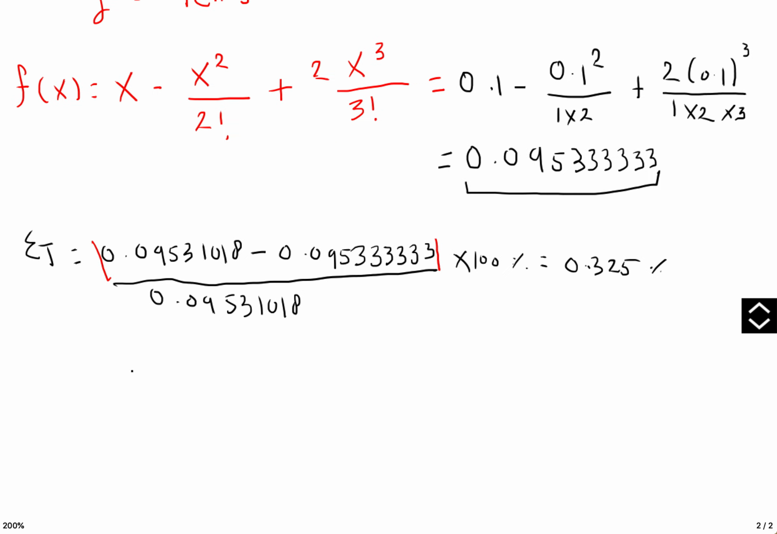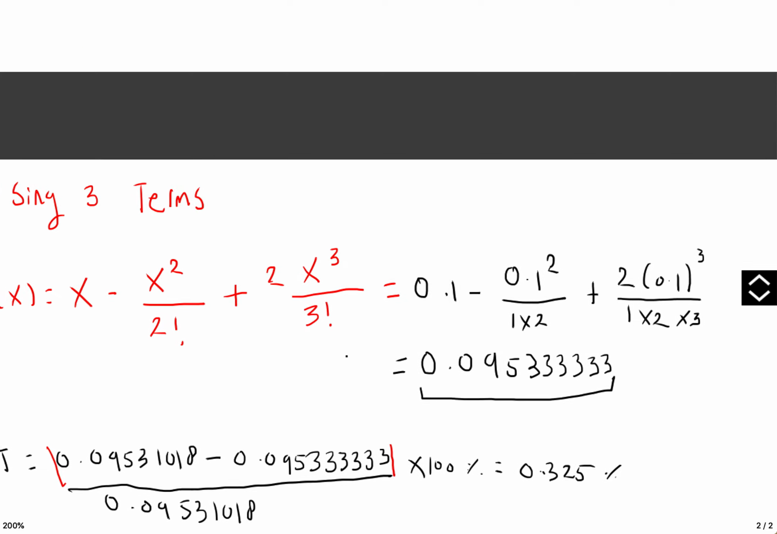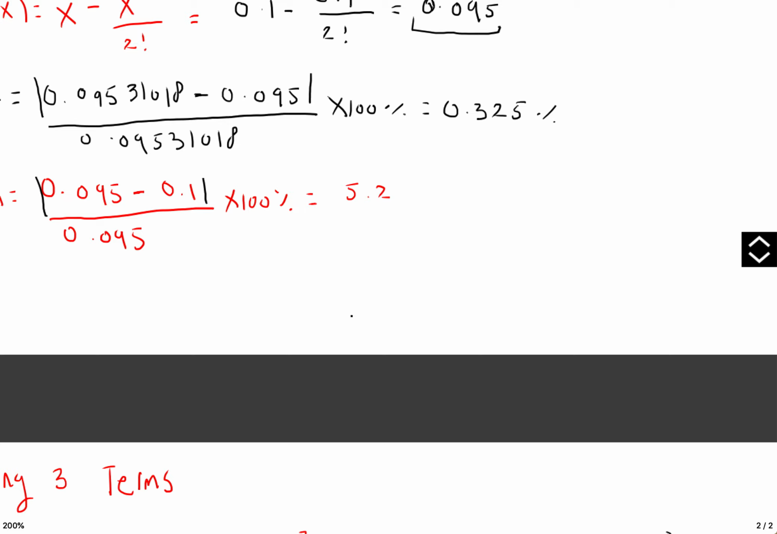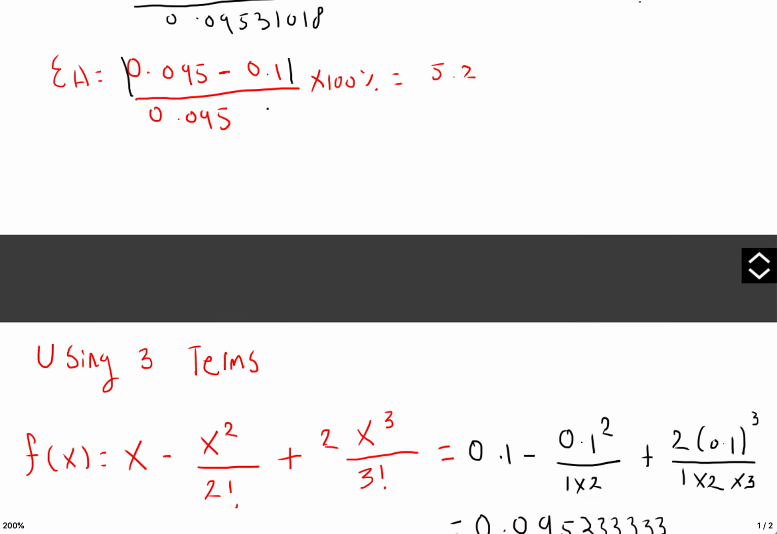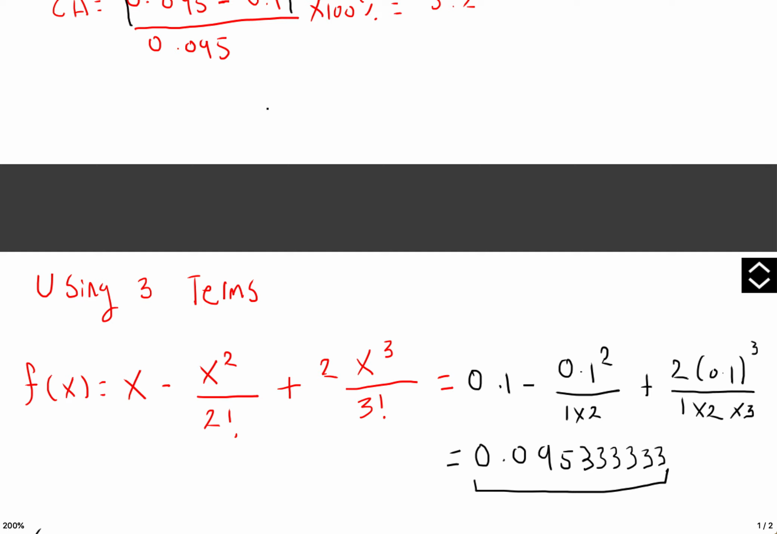And then that's good. And then we're going to go ahead and find the relative percent error. So we're going to use the number we just calculated, that is 0.095333333, and then you're going to subtract your previous approximation, which was 0.095.